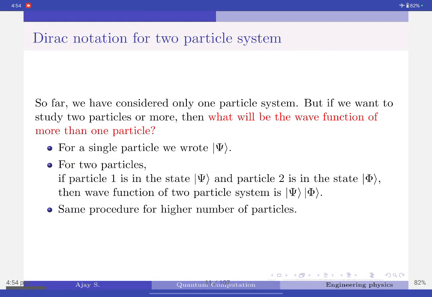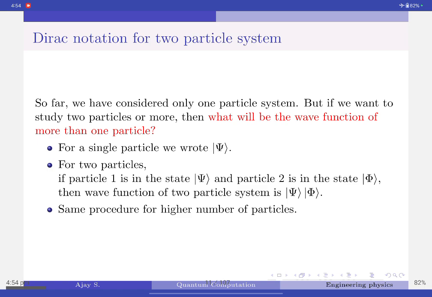So suppose you have two particles, then how do you write the Dirac notation for two particles? So far we have considered only one particle, but if we want to study two particles or more, then what will be the wave function of more than one particle? I'll just give you the notation without going too much into it.